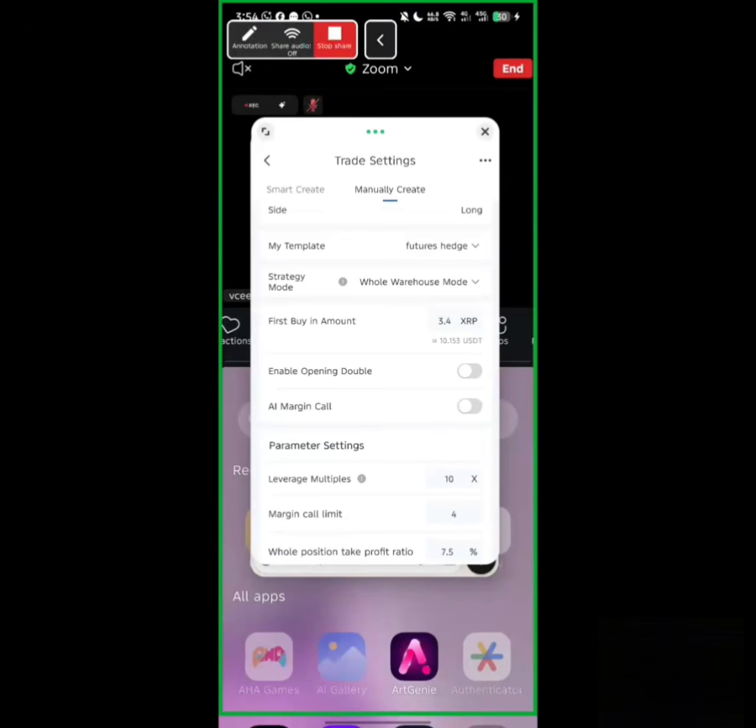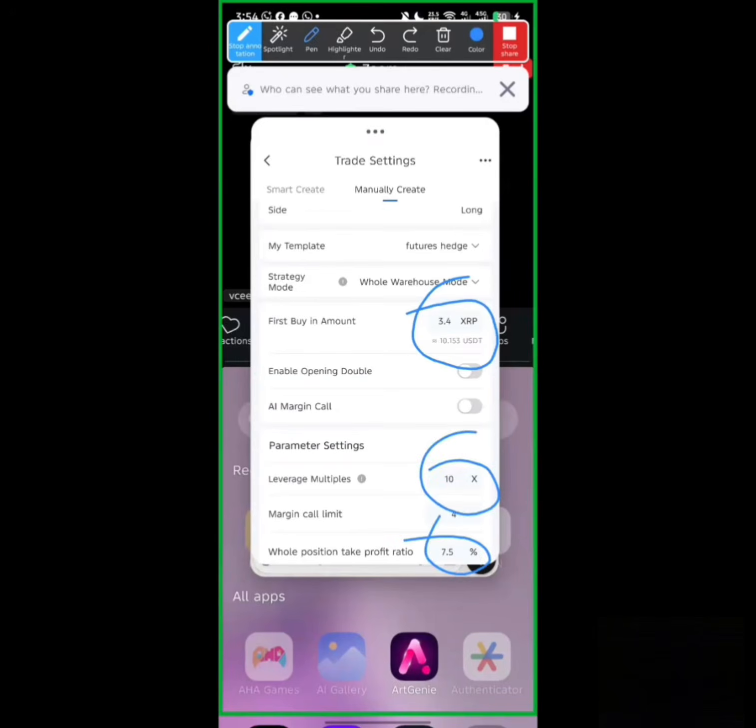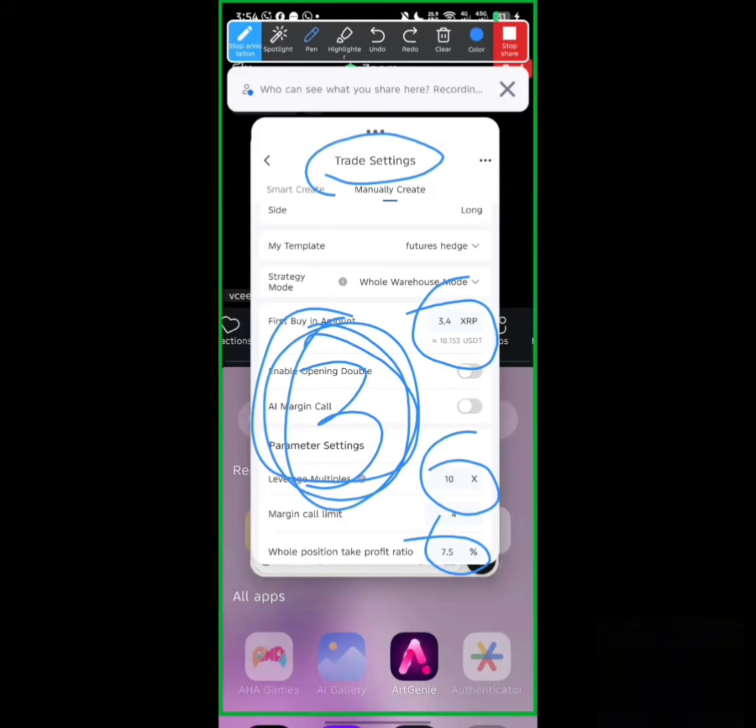Those are all the things you have to set in entering a signal. Now I'm going to enter the signal for you. You check that the first buying amount is intact, then you check your leverage multiple of 10x, and then the whole position take profit ratio, which is 7.5%. Those are the three things that you have to set on this trade setting page. I hope that is clear so that I can move on to the next part.